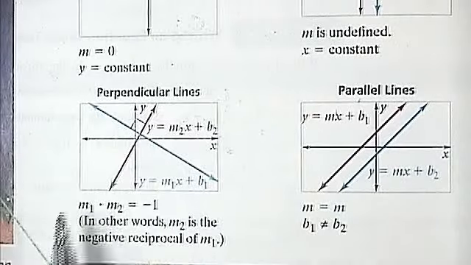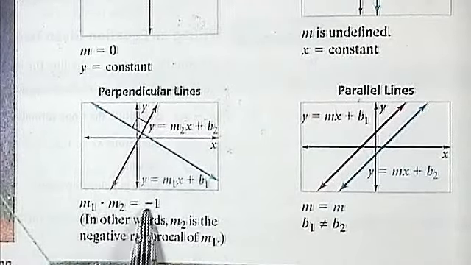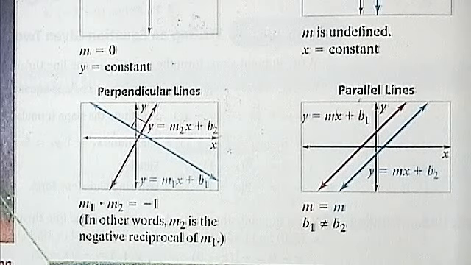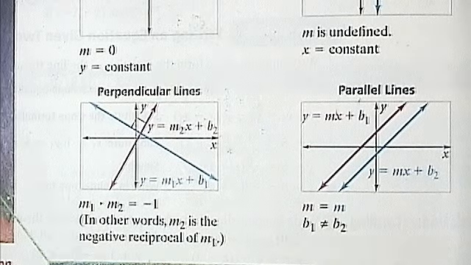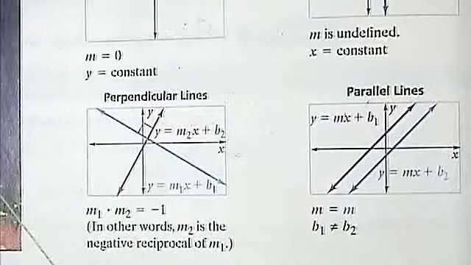Here, the perpendicular lines, right here is something that says m1 times m2 equals negative 1. In other words, the slopes of the lines are called negative reciprocals. Or you could say opposite reciprocals. So if you know one slope, you can take its reciprocal and its opposite sign, and you know the other one. Okay? So let's see here.